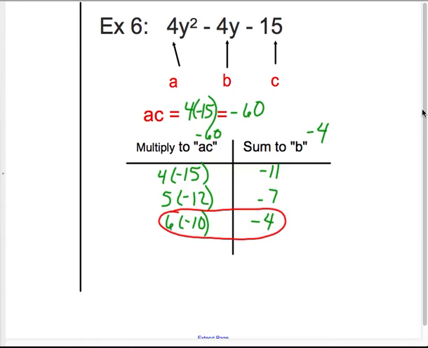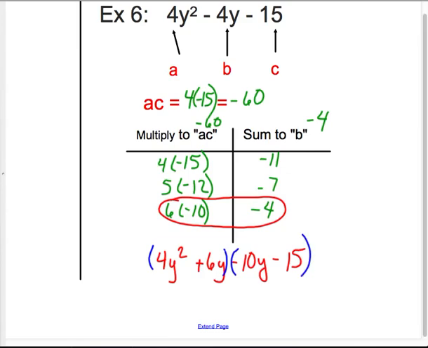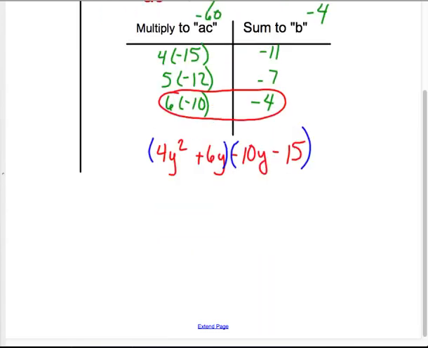So I'm going to set this up as 4y squared. And that middle term, instead of being a negative 4y, will become a positive 6y minus 10y. Again, we get those from the t-chart. And then our c stays a minus 15. So I'm going to factor by grouping. So I'm going to group my terms together.